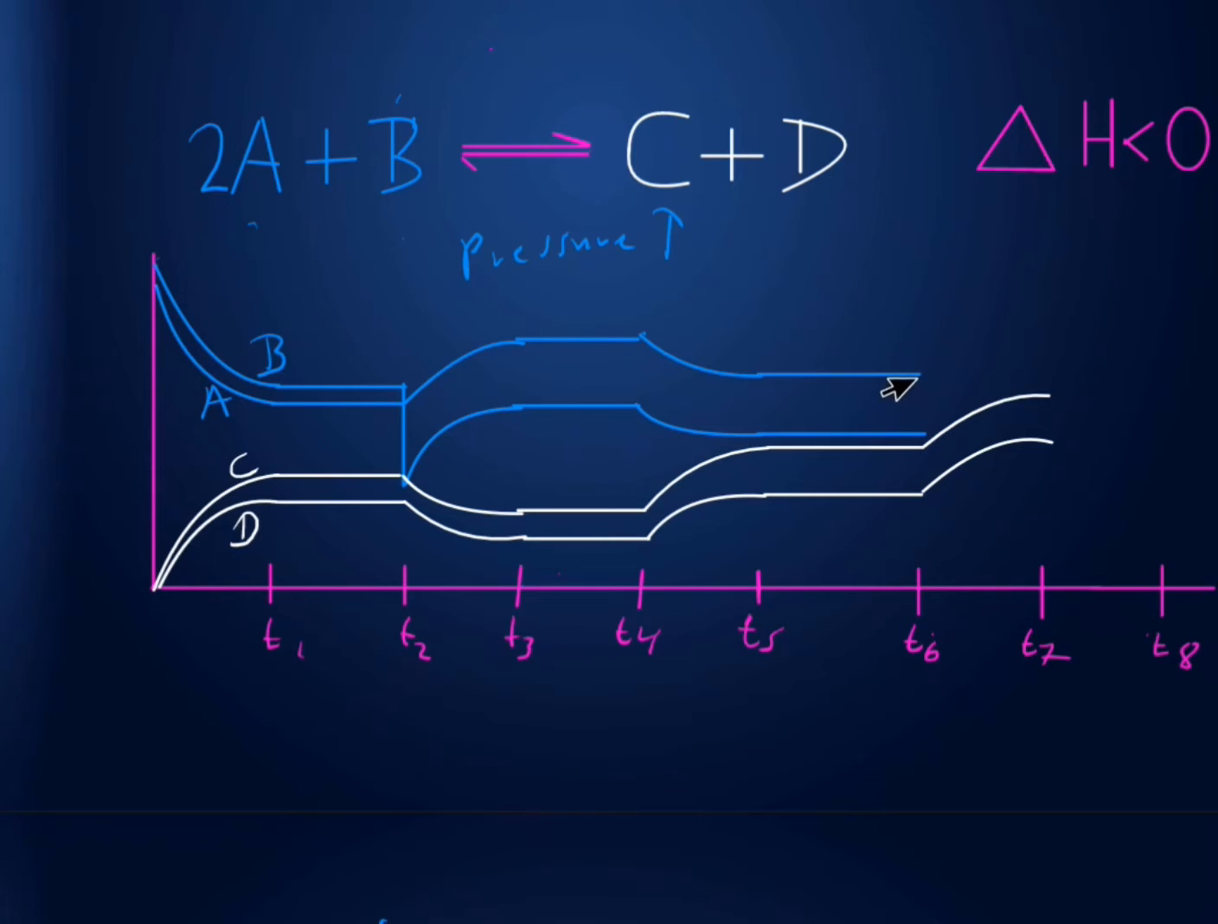Then this will start decreasing because it's not the one that is favored. So something like that, it will decrease until a new equilibrium is established. So this is what we would have, up until a new equilibrium is established.